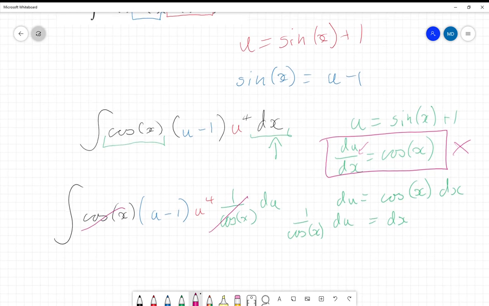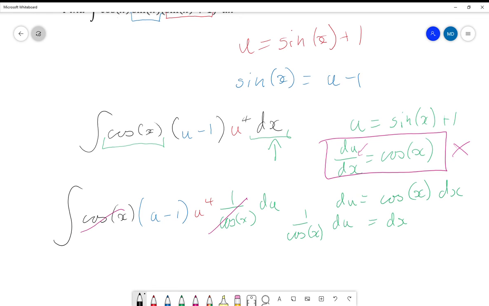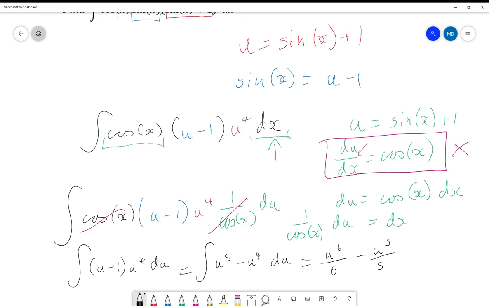And we're left with the integral of u minus 1 times u to the 4 du, which is equal to the integral of u to the 5 minus u to the 4 du, and now you might be seeing where I got that answer from earlier. That is going to integrate to u to the power of 6 over 6 minus u to the power of 5 over 5 plus c. Don't forget our plus c. And then we're just going to substitute back in what u was.